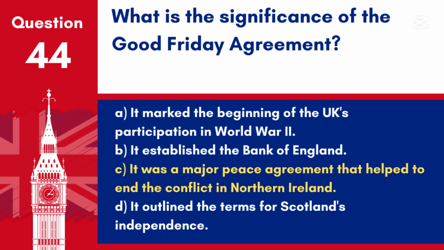Answer: C. It was a major peace agreement that helped to end the conflict in Northern Ireland. The Good Friday Agreement, signed in 1998, was pivotal in ending the decades-long sectarian conflict known as the Troubles by establishing a devolved government and creating new political structures.